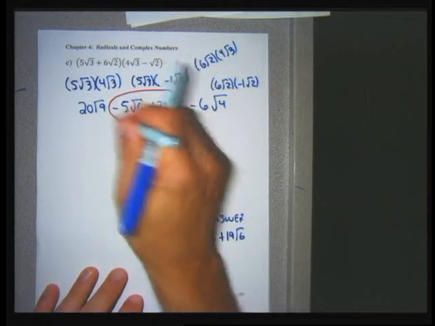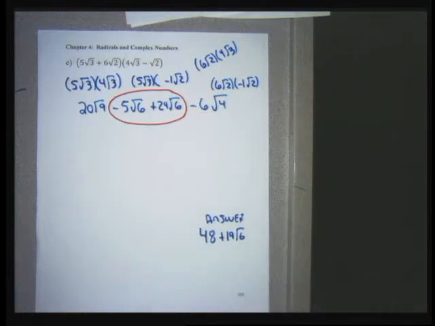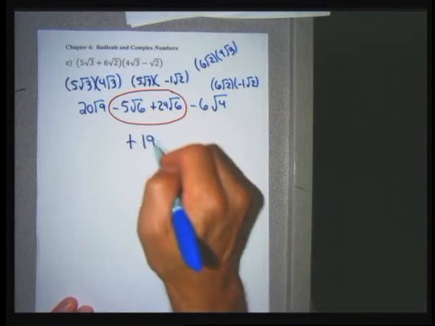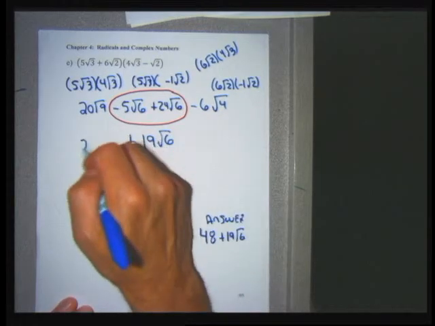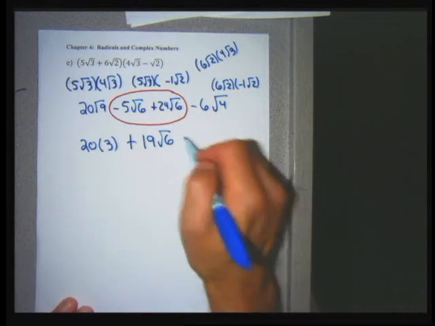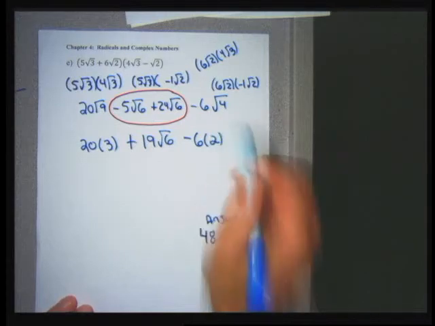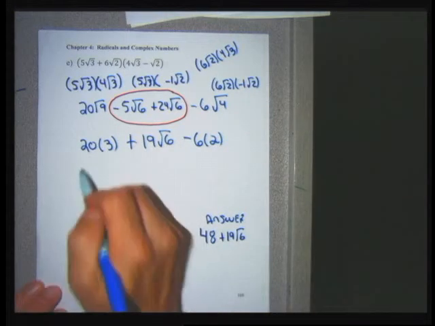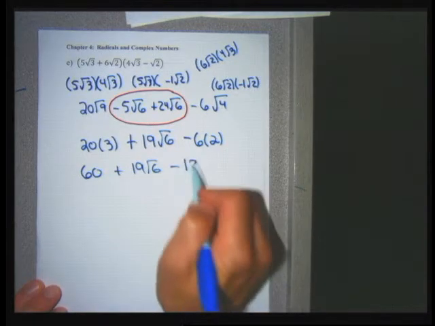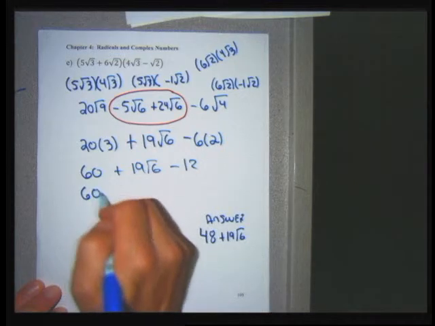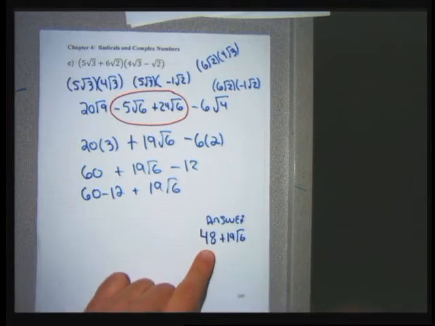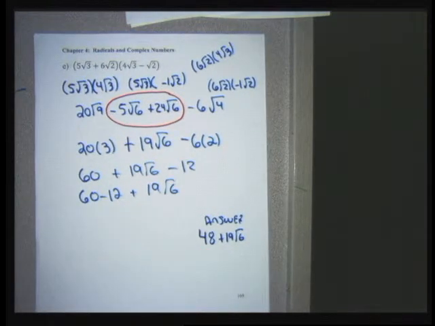The outers and the inners have the same numbers under the radical, and I subtract the 5 from the 24, and this gives me a positive 19 square root of 6. The first can be written as 20 times 3 because the square root of 9 is 3. The last can be written as 6 times 2 because the square root of 4 is 2. So this is going to be 60 plus 19 square root of 6 minus 12, which I can think of as 60 minus 12 plus 19 square root of 6. The 60 minus 12 gives me the 48 for the answer, and that 19 square root of 6 was already there for me.